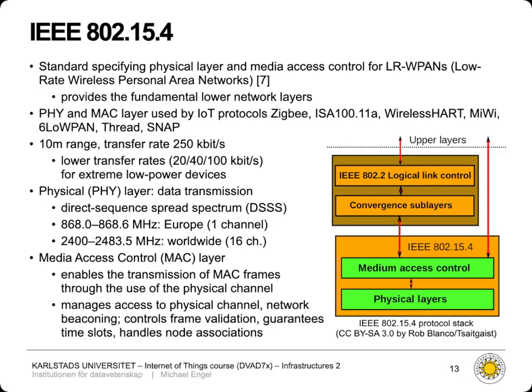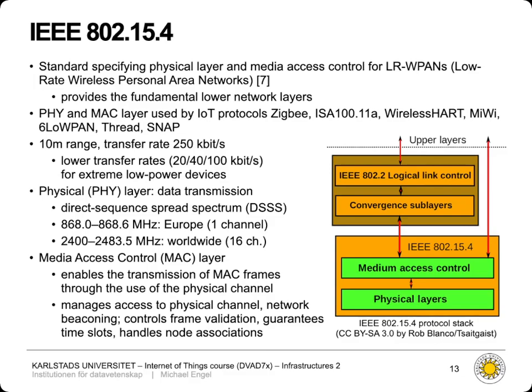This standard is actually used by a number of protocols you might have heard about, like ZigBee, ISA 100.11a, WirelessHART, MiWi, 6LoWPAN, Thread, and SNAP. The range is very comparable to Bluetooth, so it's about a 10-meter range. The transfer rate is a bit lower, usually up to 250 kilobit per second. But if you want extremely low power devices, which don't have high requirements for data bandwidth, you can go even lower and have reduced transmission rates of 20, 40, or 100 kilobit per second. Accordingly, you can save quite a bit of energy when transmitting at these lower bit rates.